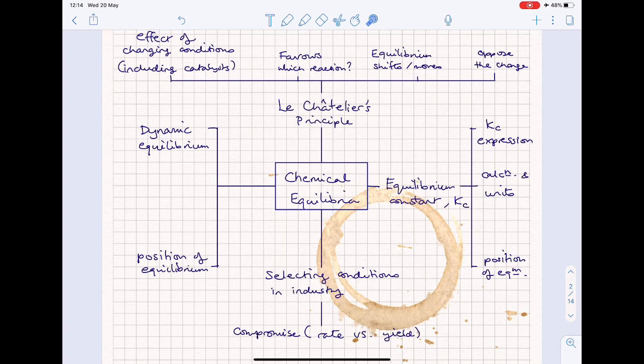In the next video, we're going to combine the topic of rates of reaction and this topic of equilibrium and apply it to setting suitable conditions for different reactions in industry.